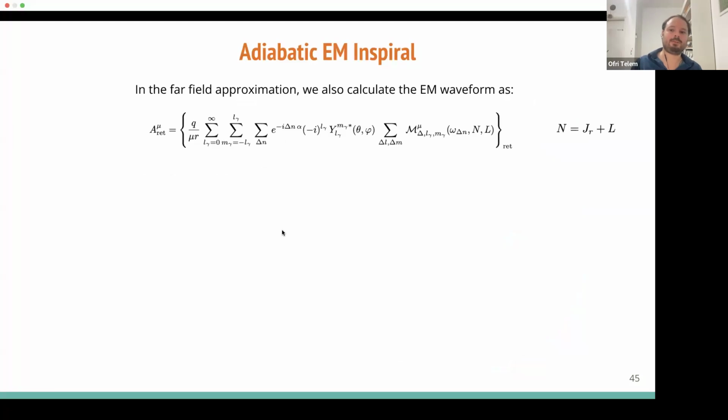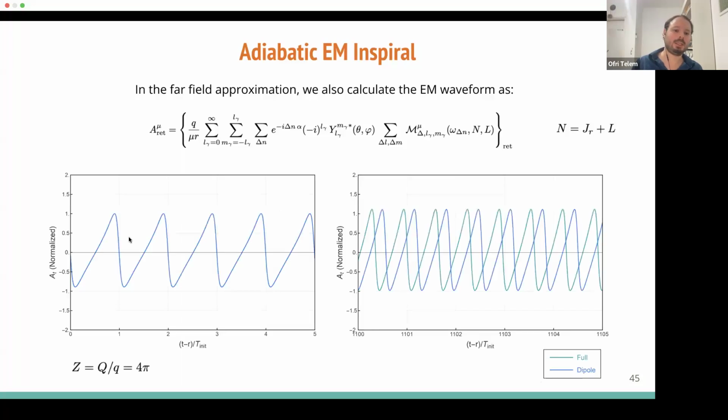What we can also do, in the far field approximation, is compute the waveform the same way you would get the waveform in gravitational waves from a black hole inspiral, for example. And then we can plot this waveform. So in the early moments, the dipole approximation and the full calculation are on top of each other. But at later moments, you see that they have a phase shift between the two of them.